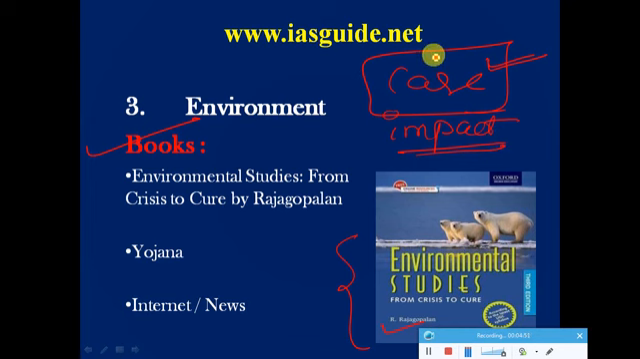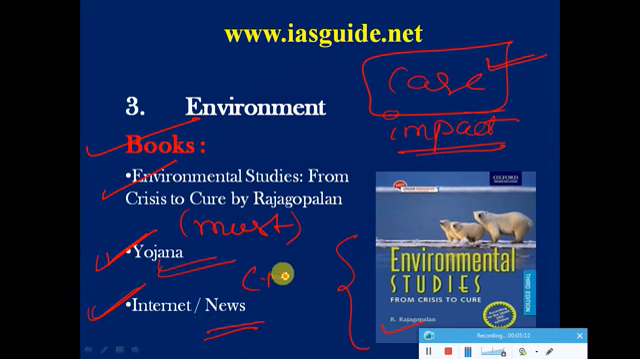Biodiversity, ecosystem, in situ, ex situ, each and every concept they have explained in this book, Environmental Studies: From Crisis to Cure by Rajagopalan. It is a very important book and a must, you have to study this book. After this book you can go for Yojana special issues on environment, highly recommended, and you have to go for news analysis, that is current news analysis, for environment. These are the three sources you have to study for environment.